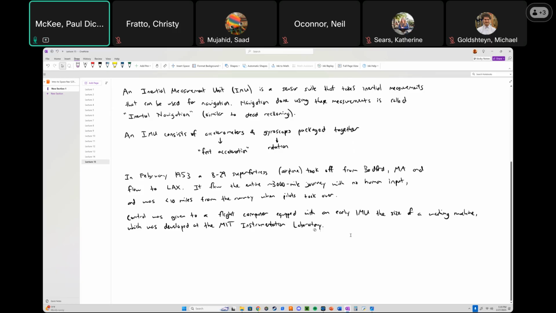We could go on a whole tangent about them. They did some neat stuff. On board was Dr. Charles Stark Draper. Yes, that Draper. So Charles Stark Draper was the head of the laboratory.